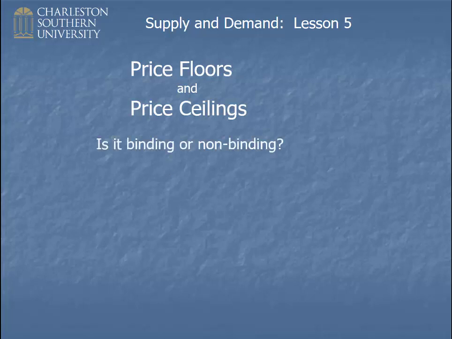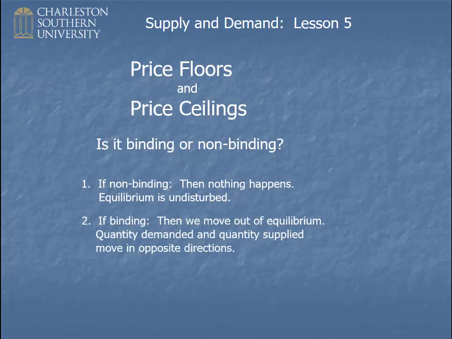So the first question is: is the price floor or price ceiling binding or non-binding? If it's non-binding, then nothing happens and equilibrium is undisturbed. And if it's binding, then we move out of equilibrium and quantity demanded and quantity supplied move in opposite directions.